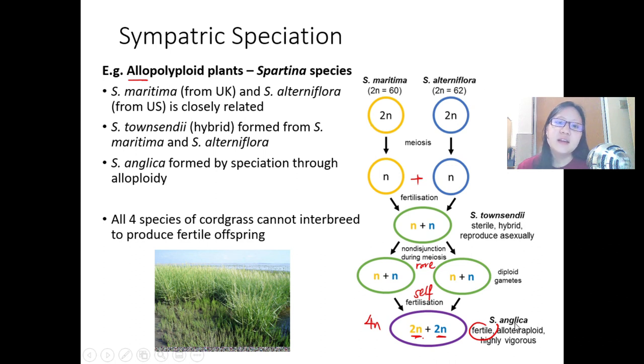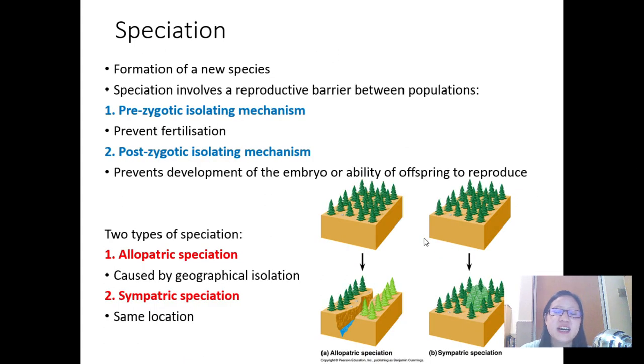Now, bear in mind that this is still an example of sympatric speciation. And why is it considered an example of sympatric speciation? Well, that's because all of these events are happening in the same location. The plants didn't go from different place to different place. There's no geographical isolation of any sort, but there is speciation occurring. This is an example of that. So yeah, that is speciation.